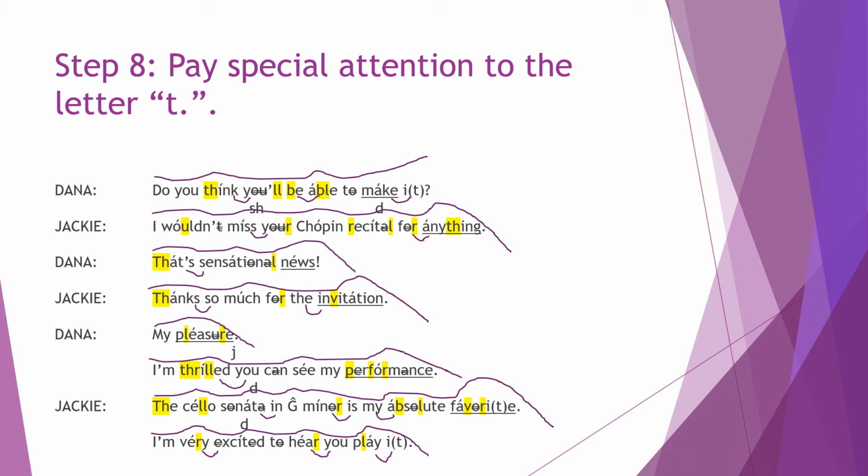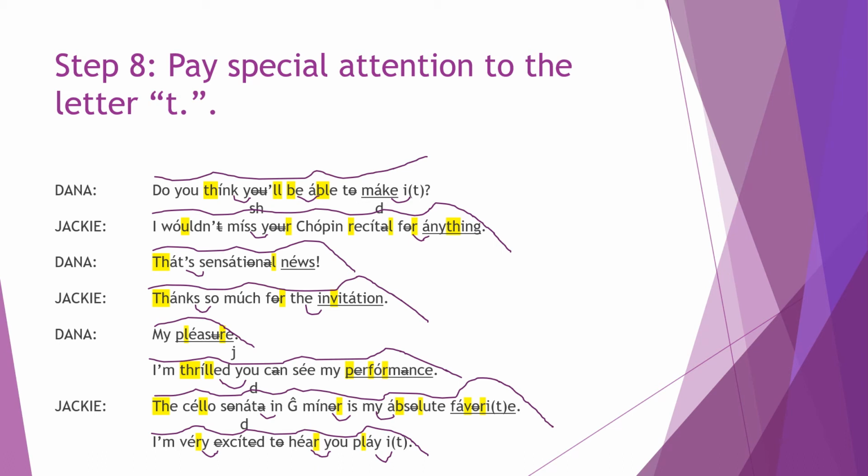Step 8 is a very important one because it asks you to pay special attention to the way the letter T is pronounced. When it comes before a stressed vowel, it's pronounced clearly with a tiny puff of air, as when you say "invitation." But remember that before an unstressed vowel, the letter T is pronounced like a light, quick D sound. And so I've made a note of that in "recital," "sonata," and "excited." Note also how the T is pronounced at the end of a sentence in "make it," "favorite," and "play it."